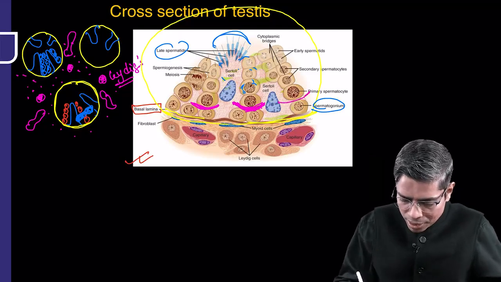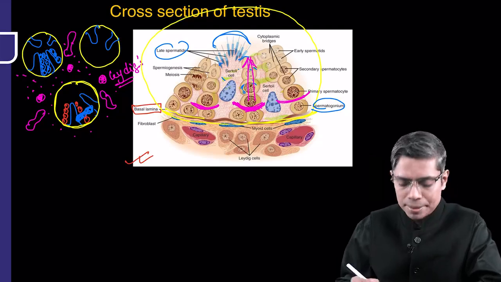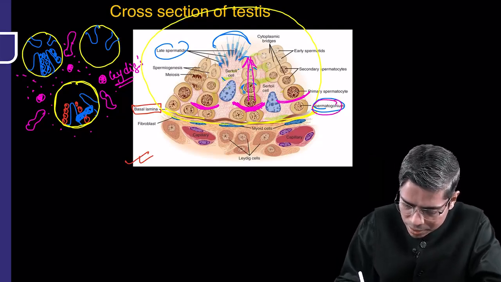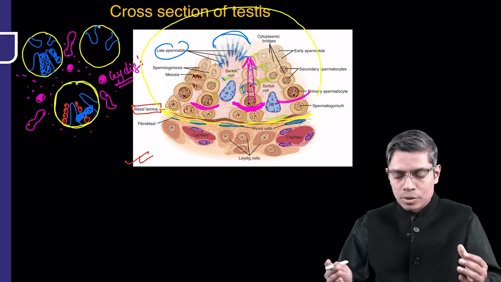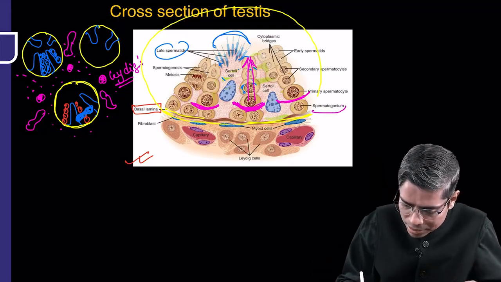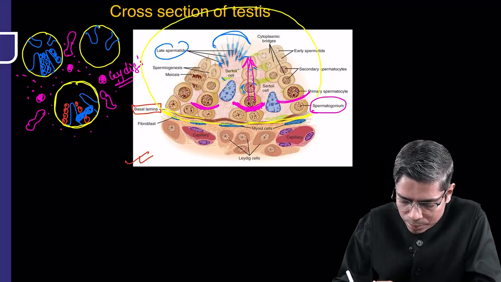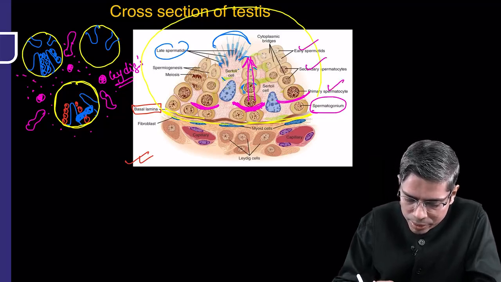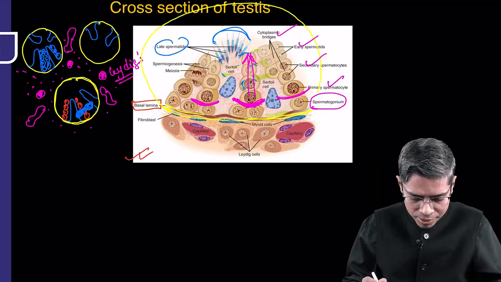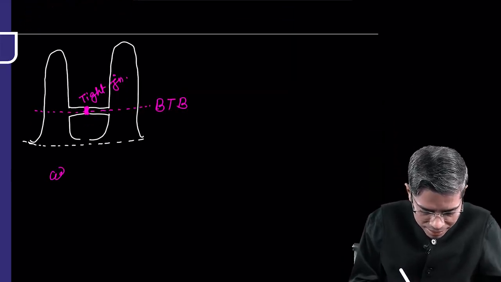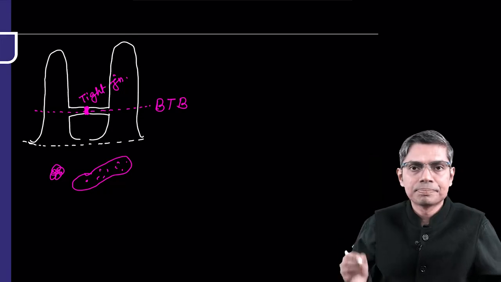Which cell is located outside this blood-testis barrier? All these cells are located inside the blood-testis barrier, and the cell which is located outside this blood-testis barrier is nothing but spermatogonia. Okay, so spermatogonia is located outside this blood-testis barrier, but other stages of spermatogenic cells, like primary, secondary, early spermatid and mature sperm, all of them are located inside the barrier. So look at here. This is your Leydig cell, interstitial cells of Leydig. This is your blood capillary.